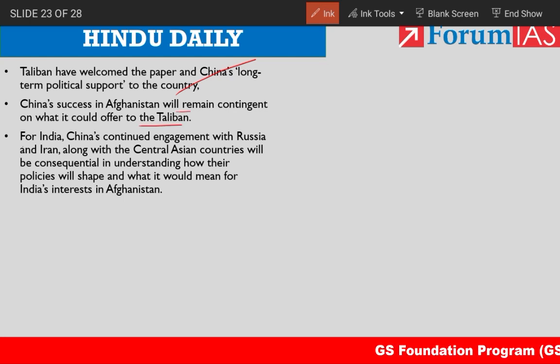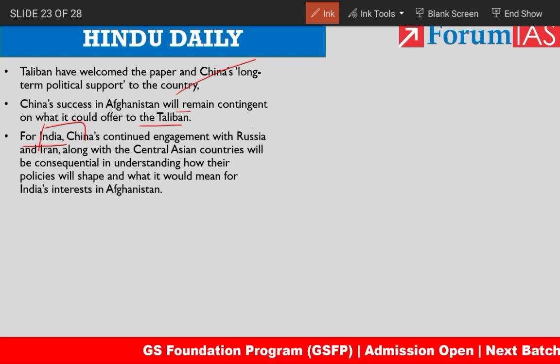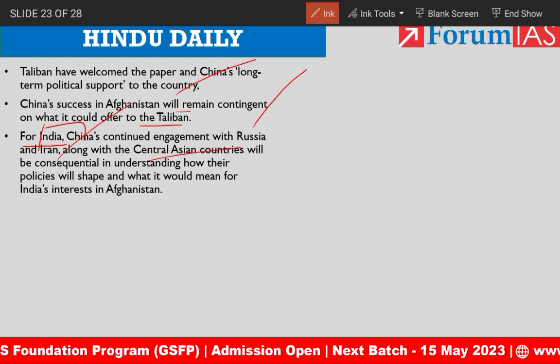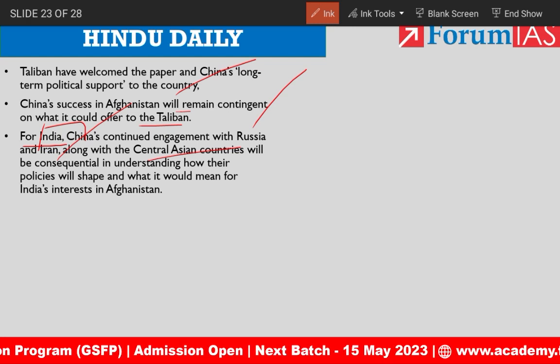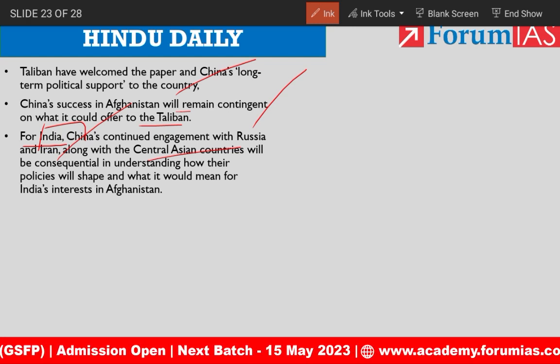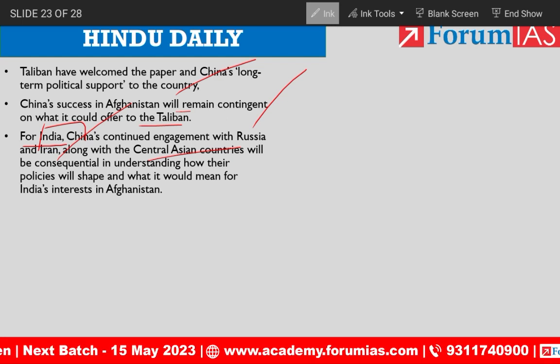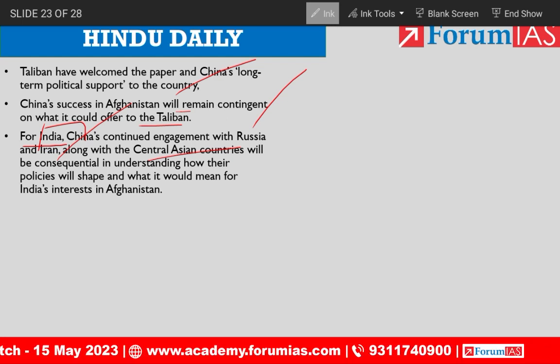Now let us see from India's perspective. India is seeing that China is engaging with Russia, Iran, Central Asian countries, and Afghanistan also. So India is doing wait and watch. We'll see how all these policies take shape and what they mean for Afghanistan, what India's role in Afghanistan will be, how it will change. Everything, wait and watch. Like that, they are waiting.